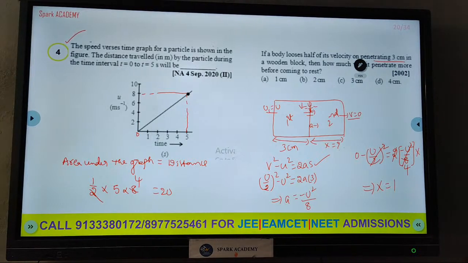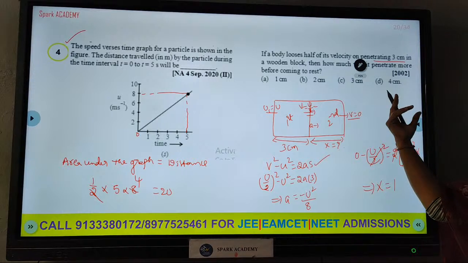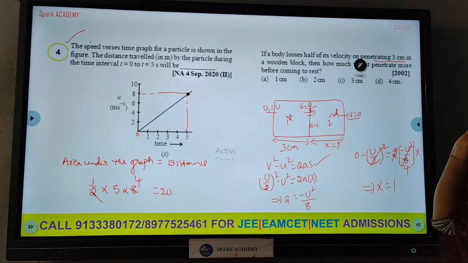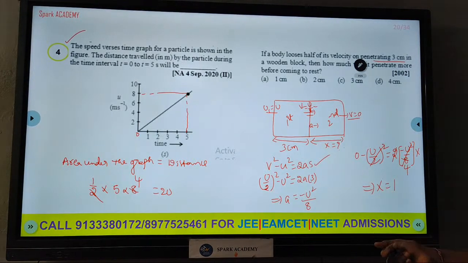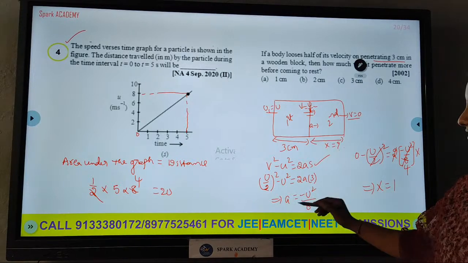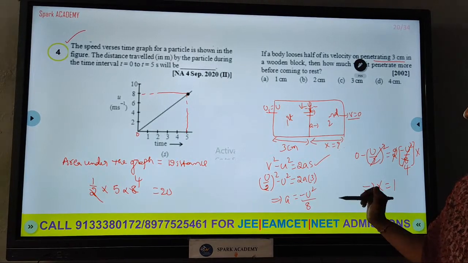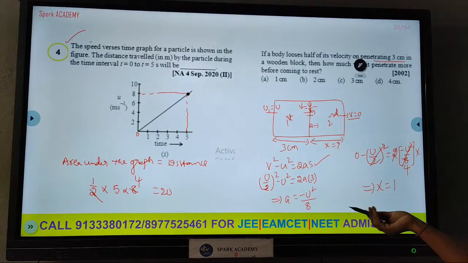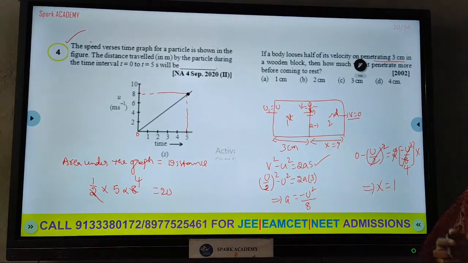So by using equations of motion, this is the question about motion with uniform acceleration. See here, when it comes to rest, we got the acceleration as negative. That is the case of retardation.